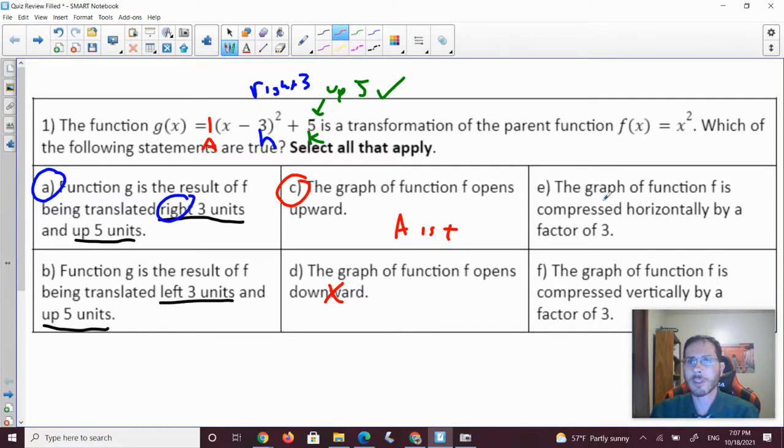Lastly, it says the graph of the function f is compressed horizontally by a factor of 3 or vertically by a factor of 3. If we're compressed vertically by a factor of 3, we would need a to be 3, but a is not 3, so we can't pick this one. If we wanted to be compressed horizontally by a factor of 3, we would need a 3 inside here, so it would have to be 3 times x, which we don't have either. So we're not going to pick either of those. Even though it looks like it should be one of the two, neither is true, and that's possible. So it's only going to be a and c for number 1.